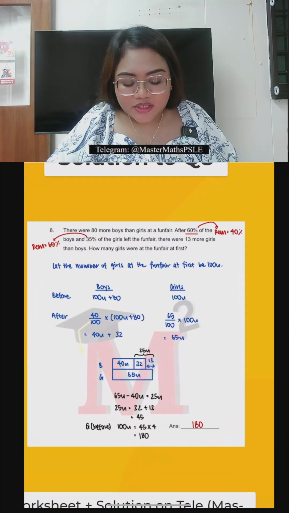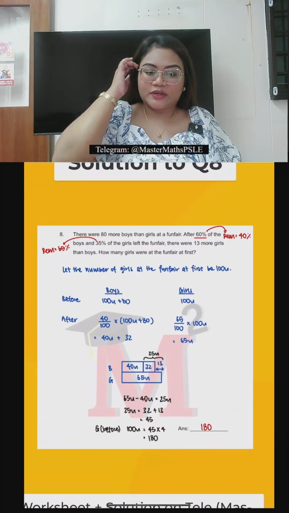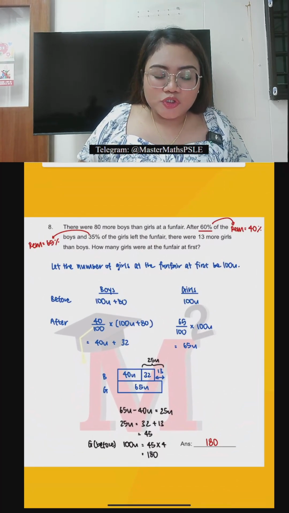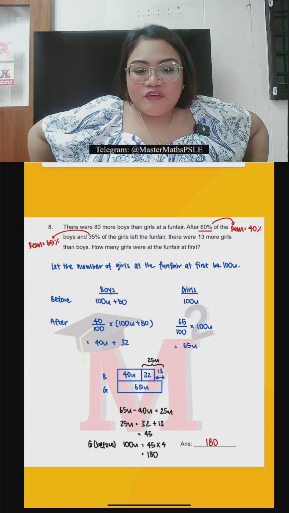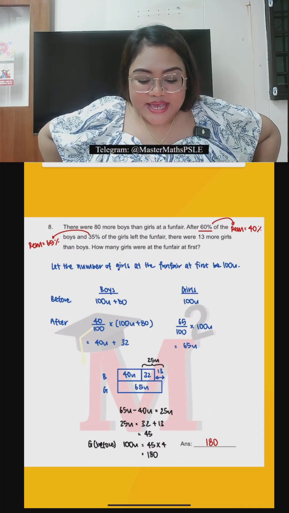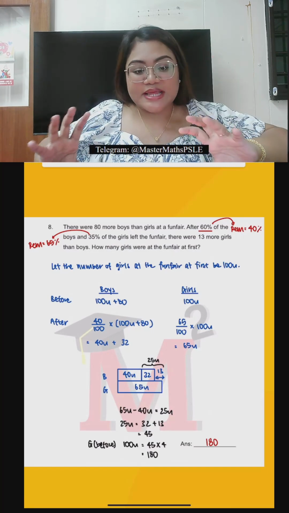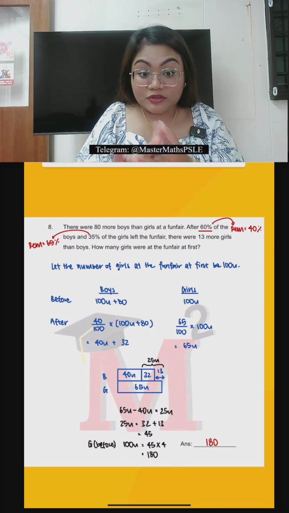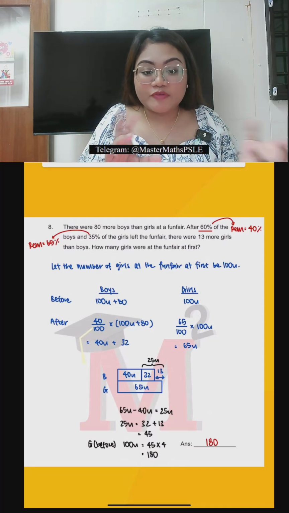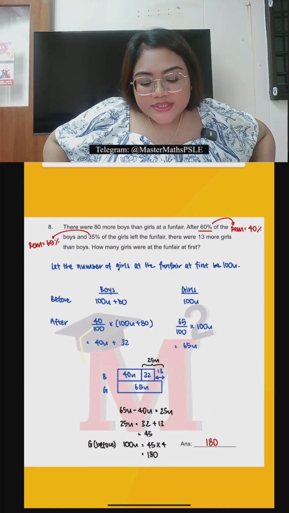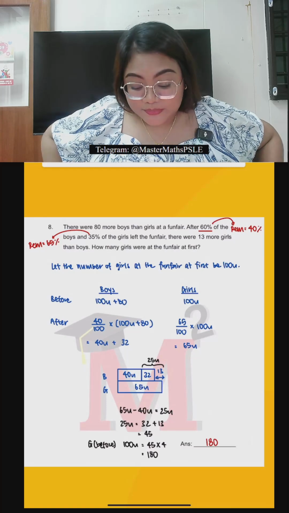So how do we get the correct answer as 180? Okay, friends, let me explain to you guys. For the girls, I'm going to leave it as 100 units because I want to use percentage. So 100% is the total, right? Instead of using percent, I use units. A little bit easier to solve using units. And then the boys will be 80 more. So that's 100 units plus 80.